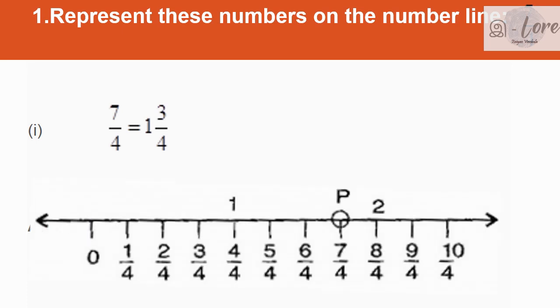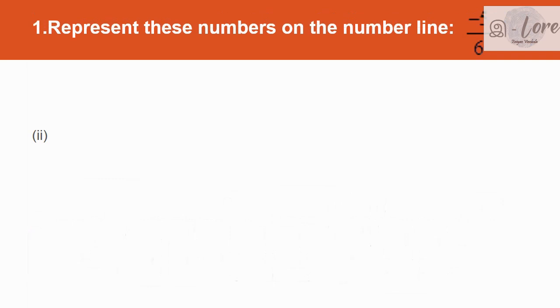Now we are plotting the numbers 0, 1 and 2. So this number lies between 1 and 2. That's why we are splitting into 4 parts. It's one of the simplest ways. So we have to represent 0 by 4, 1 by 4, 2 by 4, 3 by 4, 4 by 4, 5 by 4, 6 by 4, 7 by 4, 8 by 4, and we have represented it on the point P. It's a very simple solution.